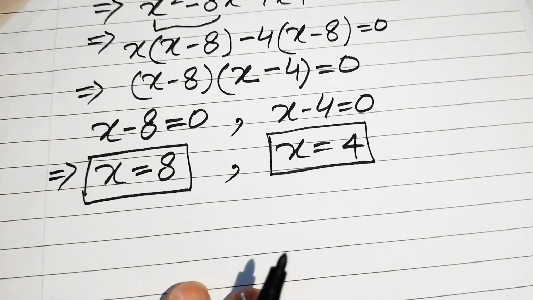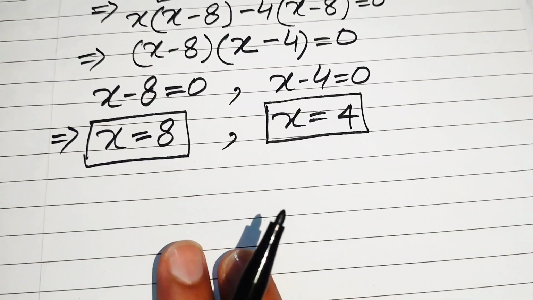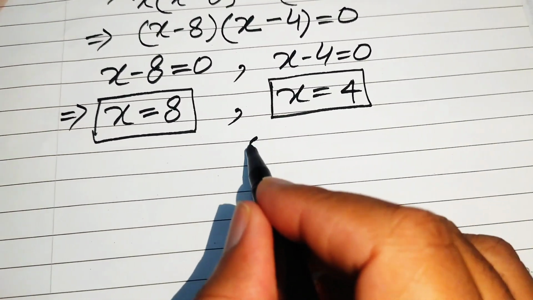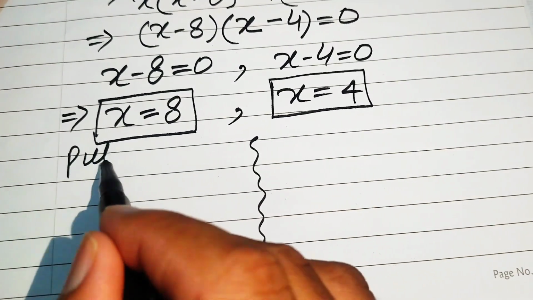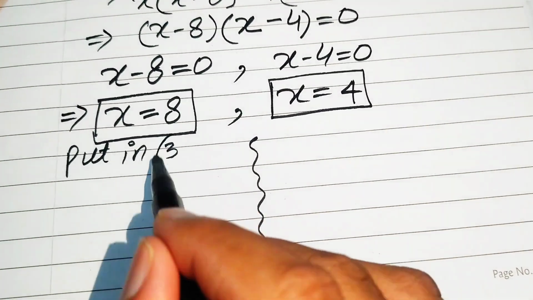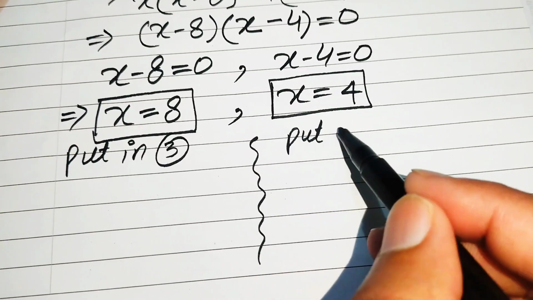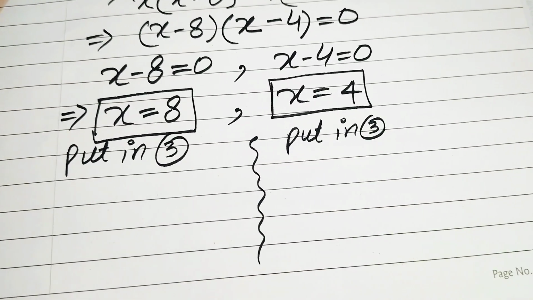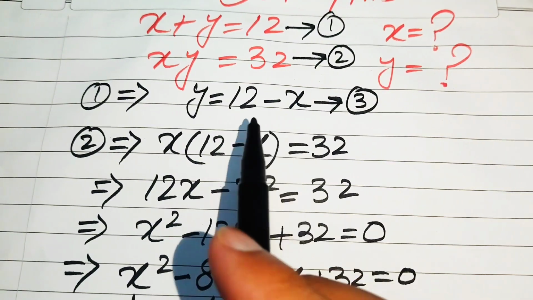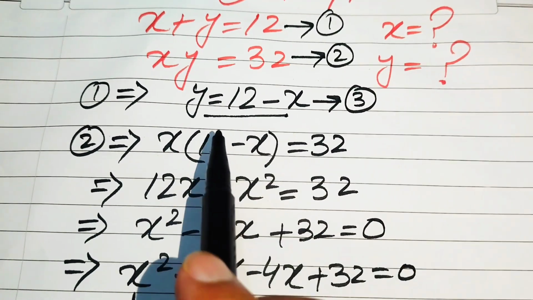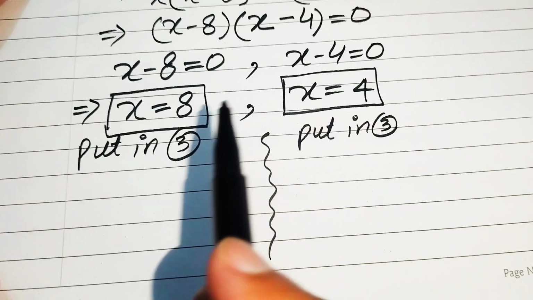So now we find the corresponding values of y, so that we just substitute these two values of x in equation number 3. So we put this value in equation number 3, and we also put this value in equation number 3. So our equation number 3 is that y equals 12 minus x. This is our equation number 3, and we substitute the value of x here.